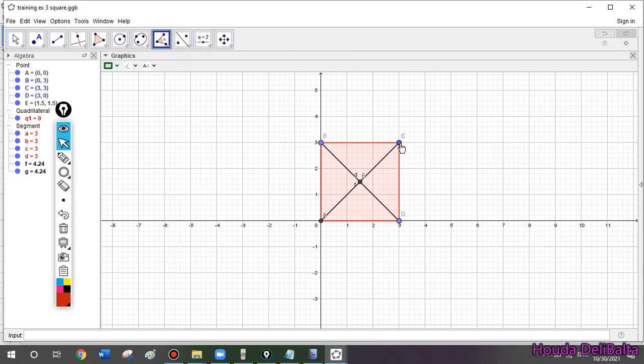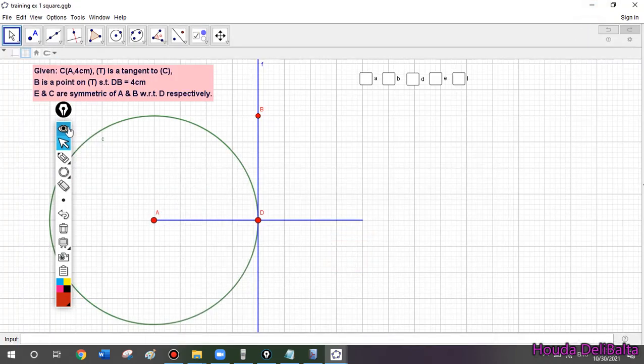Let's make sure of the angle between these diagonals. As you see, definitely it is a right angle. So the diagonals must be equal, and they must bisect each other. The distance from E to B is exactly equal to that from E to D, and similarly the distance from E to C is exactly equal to that from E to A, and they have to be perpendicular. So to prove it a square, the diagonals must be equal, perpendicular, and bisect each other. Now let's start our training exercise.